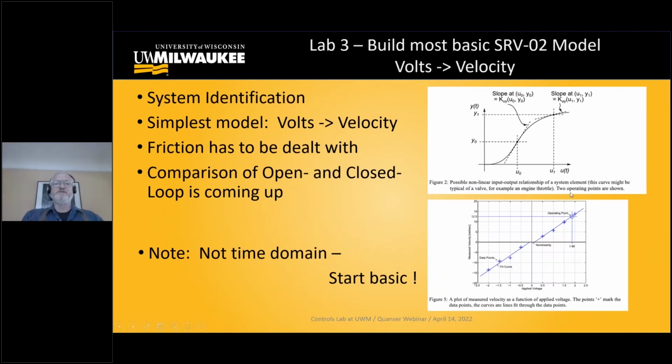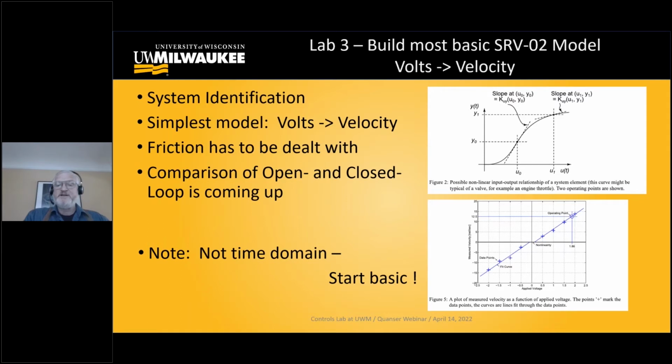Then proceeding to lab 3, we developed a more detailed model of the SRV-O2. This model is a characterization of the steady state volts to velocity relationship. You can see some measurement noise, some measurement issues here. You can see that the volts velocity relationship is approximately linear with this nonlinear dead zone arising with the friction.